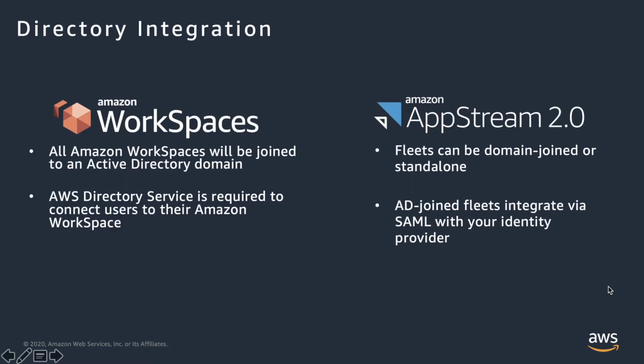Let's take a look at the directory integration. Both the services support directory integration with your existing Active Directory. WorkSpaces is always a domain-joined instance. So you have to have a directory, either using Amazon Managed Active Directory, or you can integrate your existing Active Directory with an AD Connector. AppStream instances can be standalone or they can be domain joined as well. You can have the fleet join a domain using SAML federation.